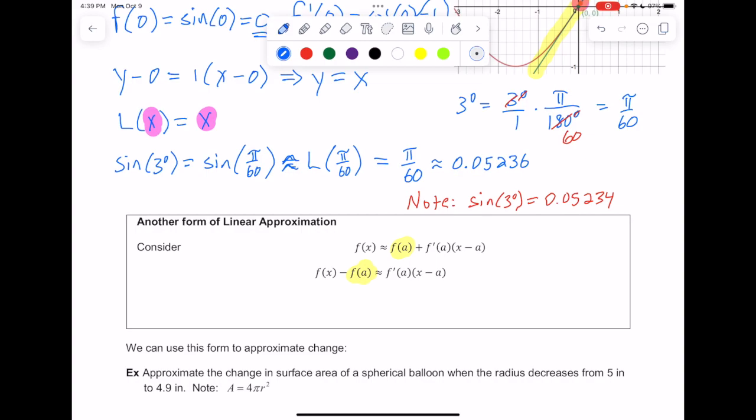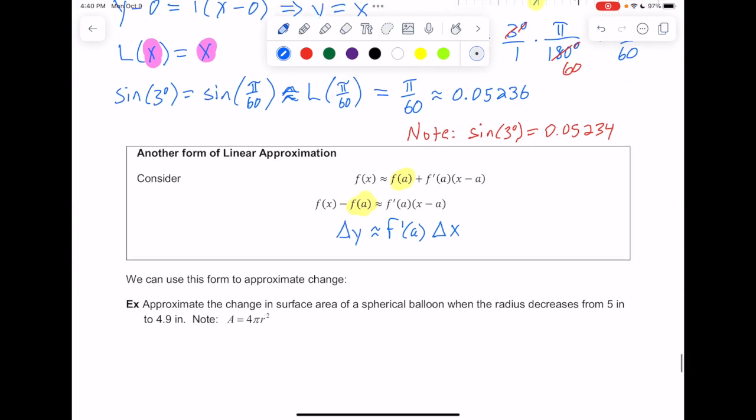And then think about what you have on the left. Since that's f of x minus f of a, that's a change in y values, and that's approximately equal to f prime of a times, and instead of x minus a, we'll write that as the change in x values. So if you're trying to approximate how much the output of a function is going to change, you can get that approximation by taking the derivative at a nice starting point times the change in the x that's occurring.